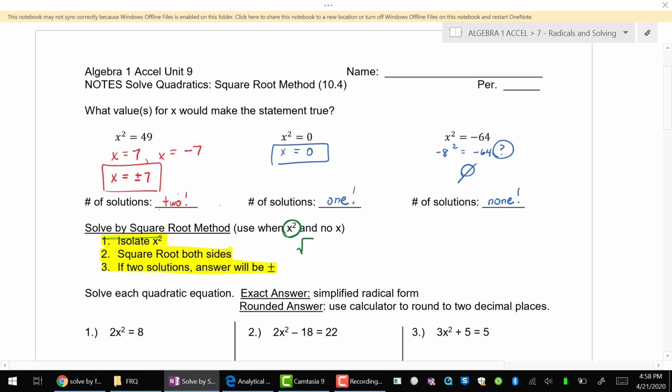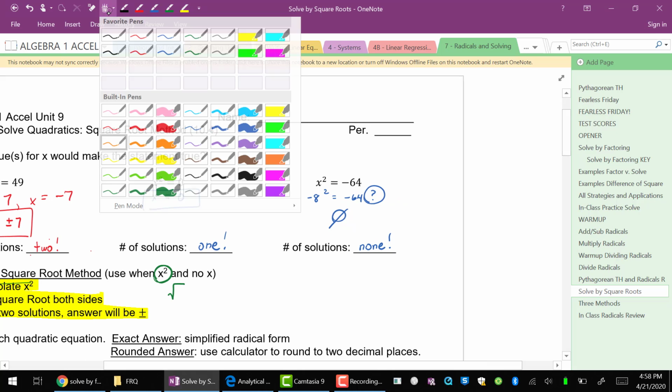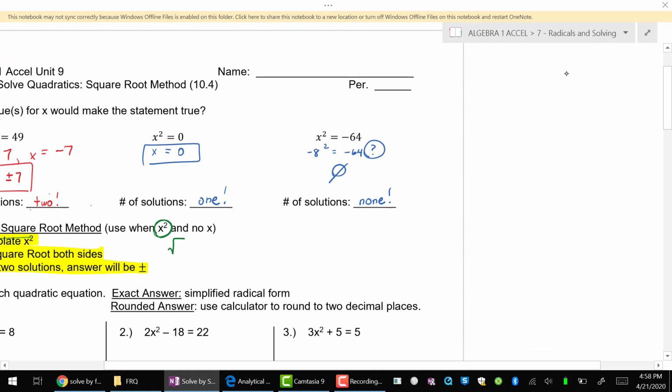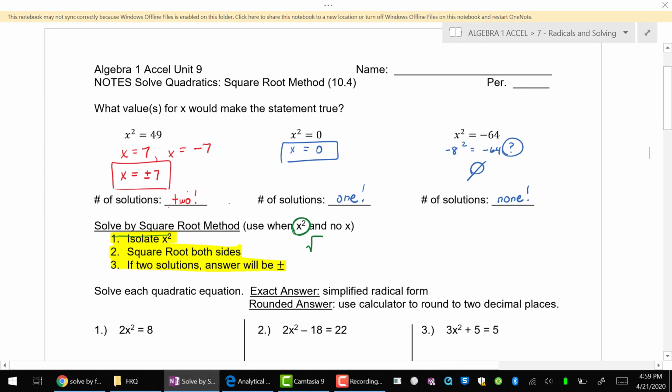So we have this method that we call the square root method, and it allows us to wipe out or undo that operation of squaring a variable. We simply take the square root of both sides. Don't forget, what you do onto one side in algebra, you do onto the other side to maintain equality. So when you're finished with that, you end up with x equals the square root of the right-hand side, which is 49 in my first example.